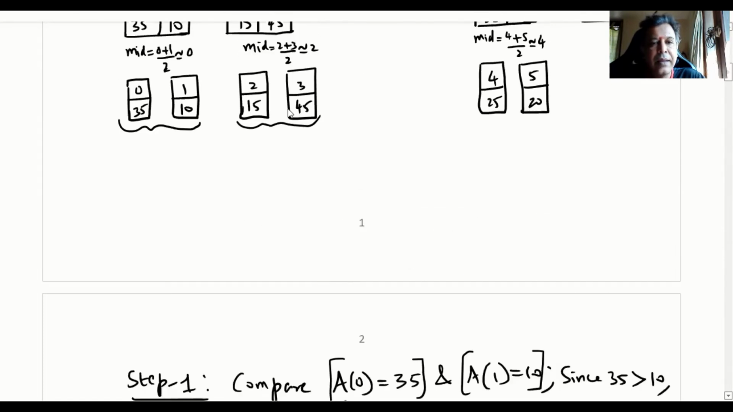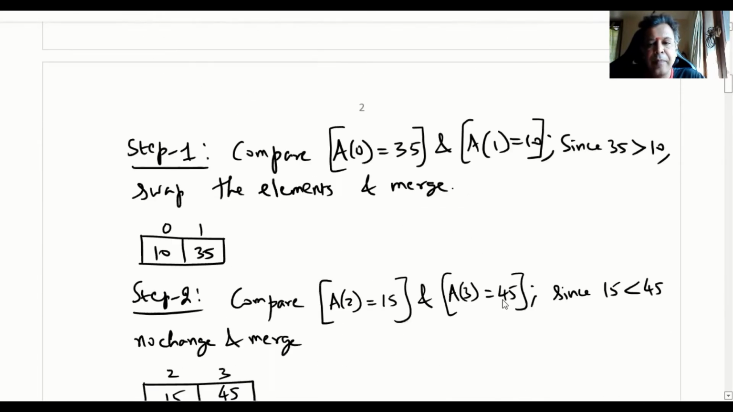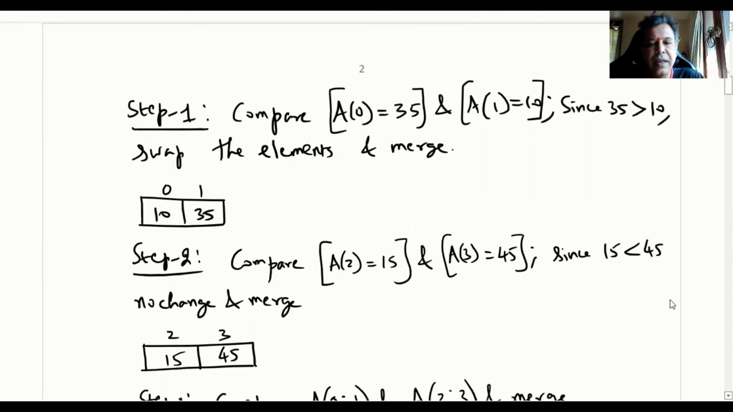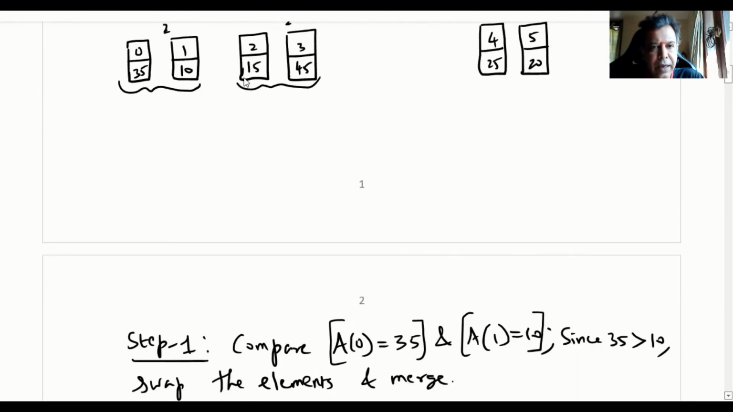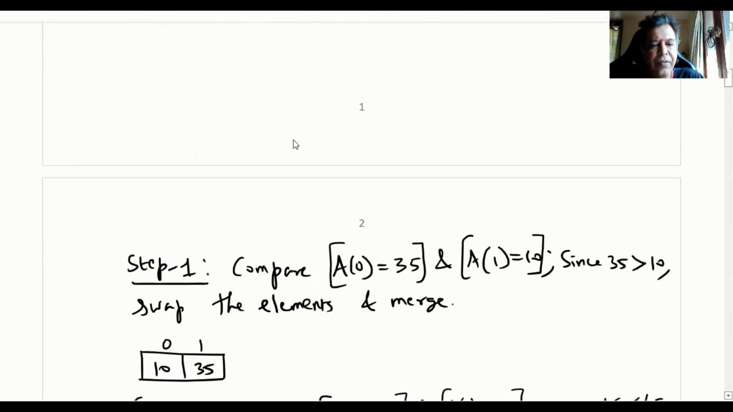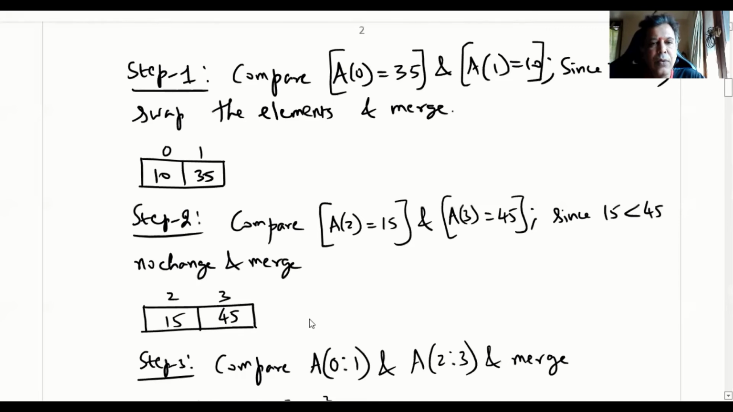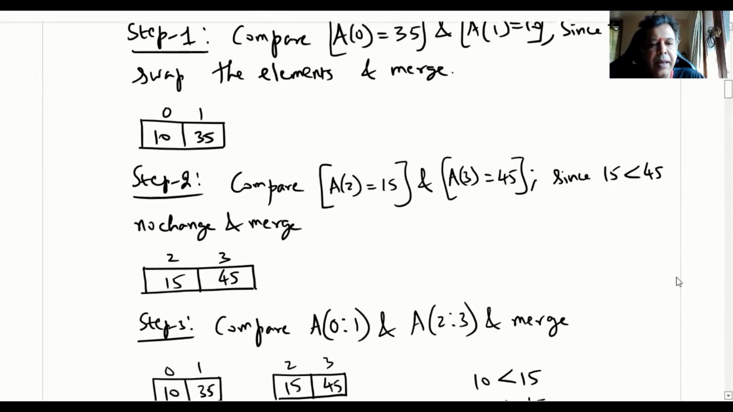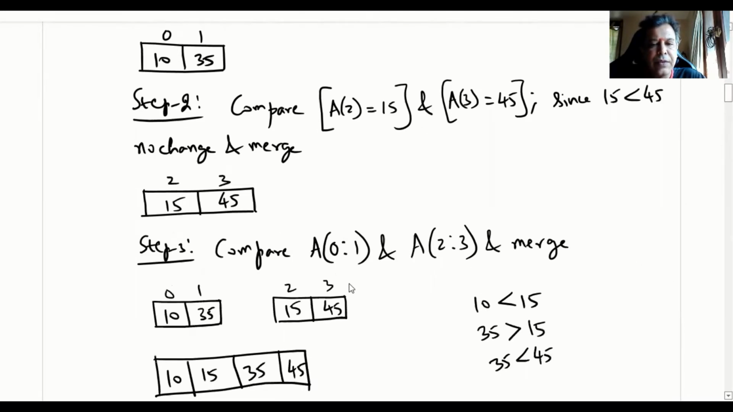Then again compare these two, 15 and 45. Since 15 is lesser than 45, we will not change the order. The order will remain as 15 and 45, and we will keep it. Now whatever we arrived at in step 1 and whatever we arrived at in step 2, we will be comparing. First we will compare 10 and 15. We notice that 10 is less than 15. So we write 10. Then we will move on.